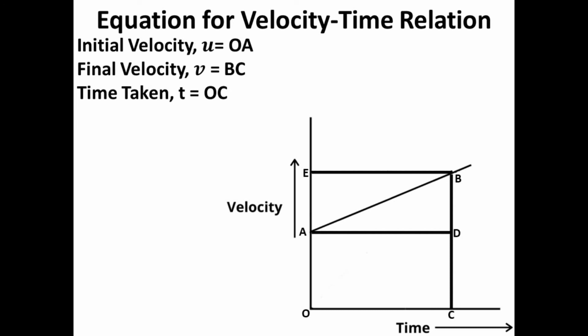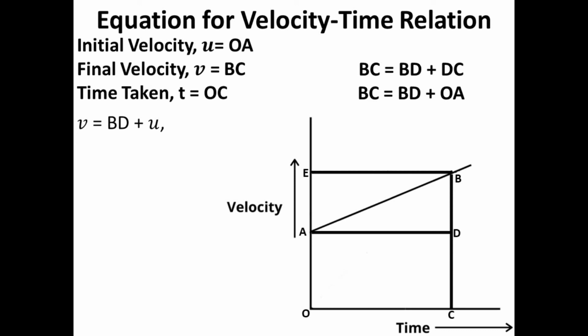From the graph, we observe that BC is equal to BD plus DC. As DC is equal to OA, thus BC is equal to BD plus OA. As BC is equal to V, OA is equal to U, thus substituting the values of BC and OA, we get V is equal to BD plus U. Thus BD is equal to V minus U, which is change in velocity.